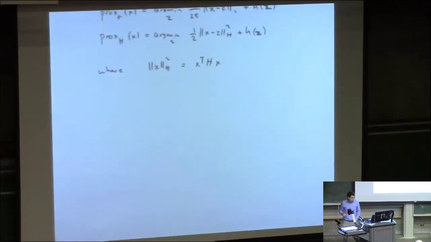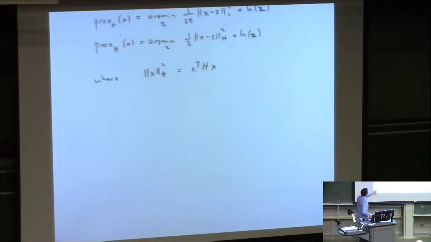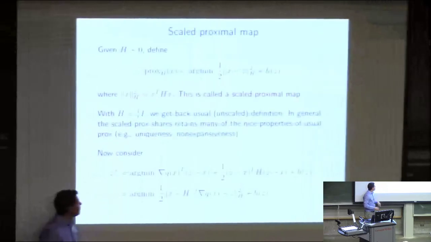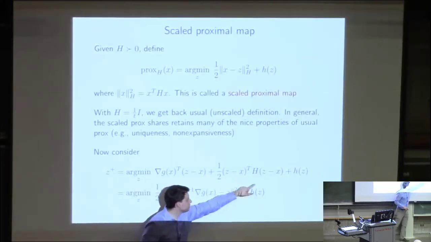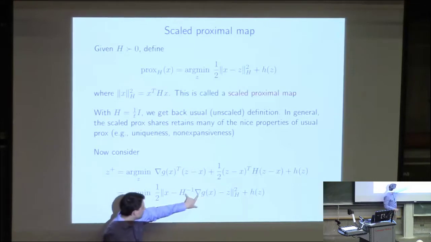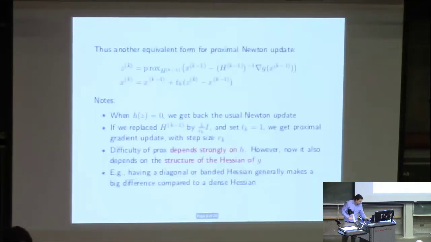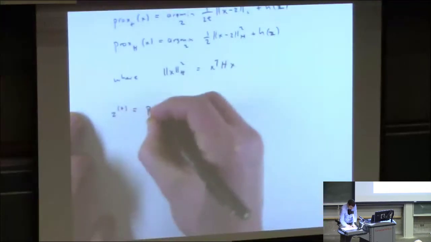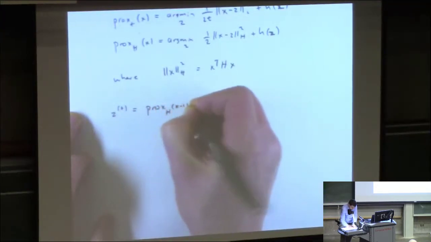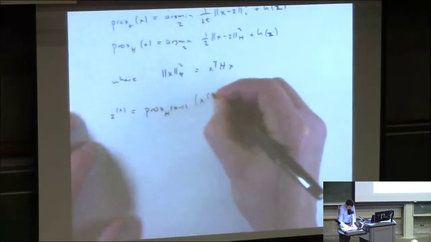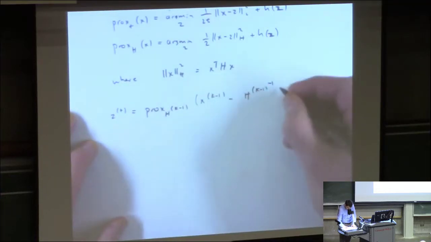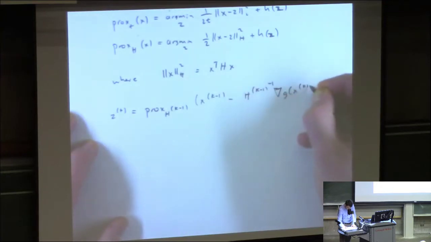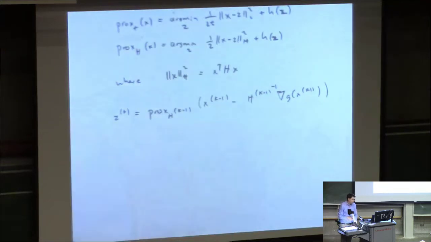And so of course, our prox Newton update can also be written in terms of the proximal map, right? Because our z here, which is the minimum of this quadratic term plus that other term, can also be written in terms of the h norm of this thing. So in other words, the prox Newton method can also be written as zk being equal to the scaled prox map for the k minus 1 value of the Hessian of x k minus 1 minus this term hk minus 1 inverse times the gradient g of x k minus 1. And then we do our update as before.